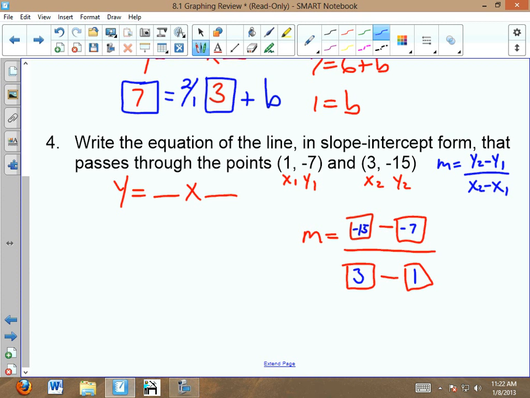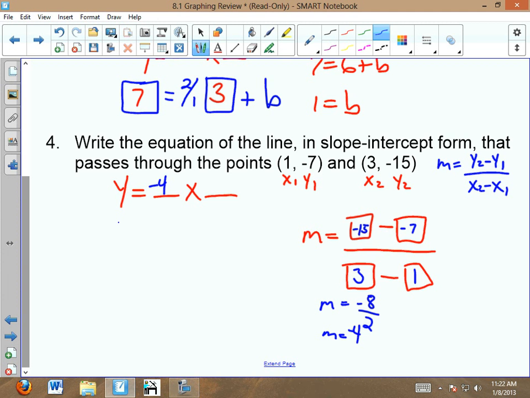What's -15 plus 7? -8. So m equals -8 over 2. What does that reduce to? -4. So my slope is -4. So I put that in my -4 box.